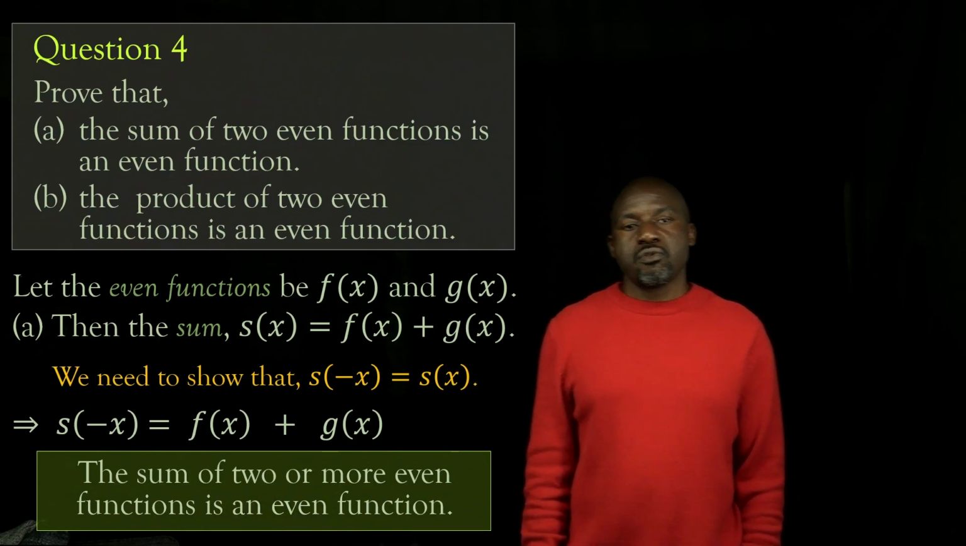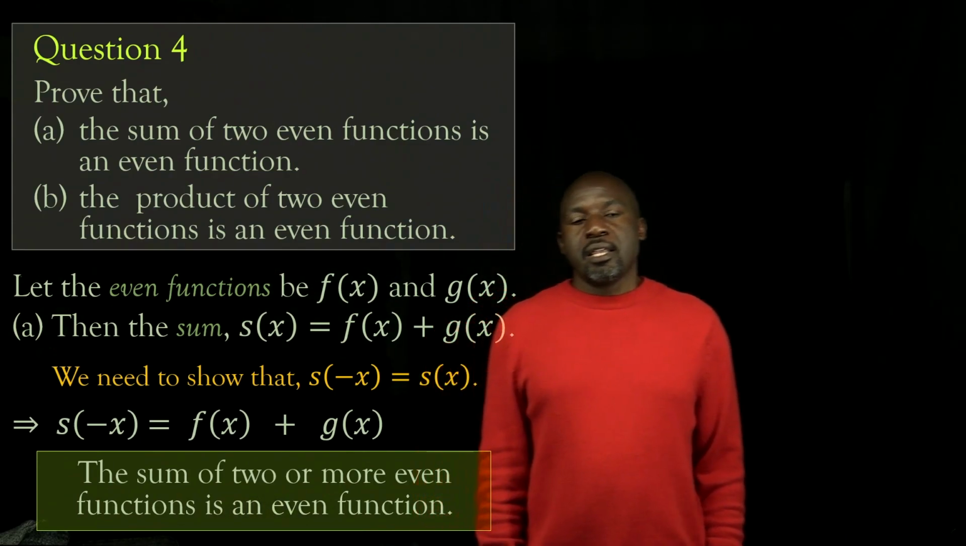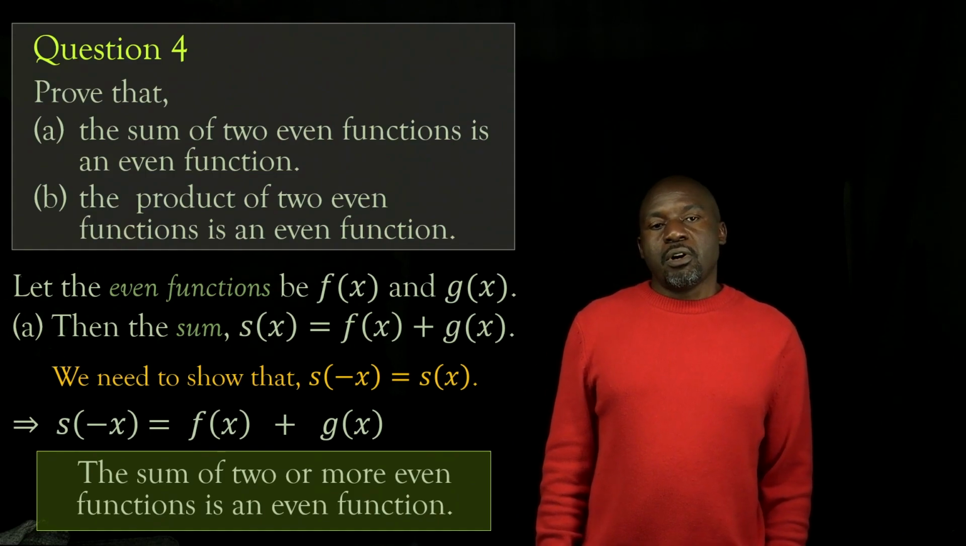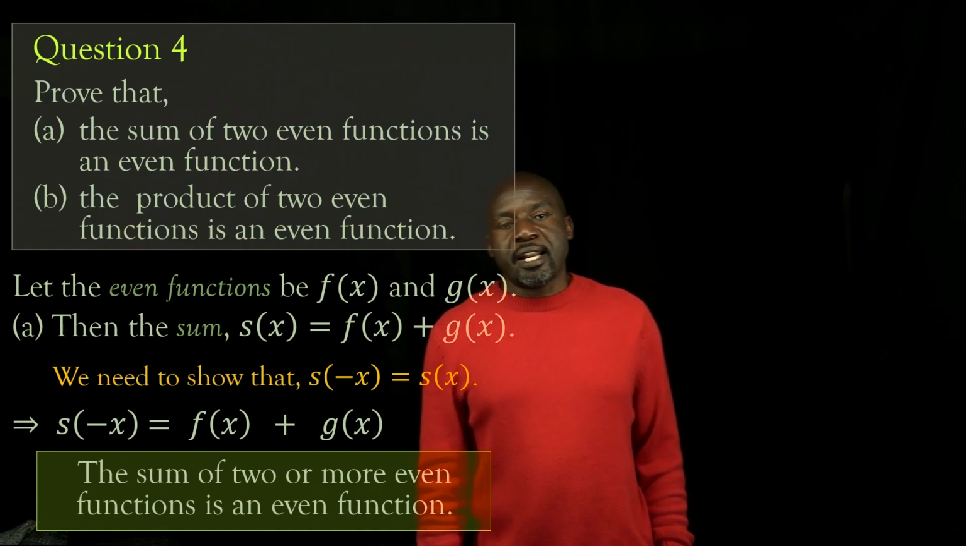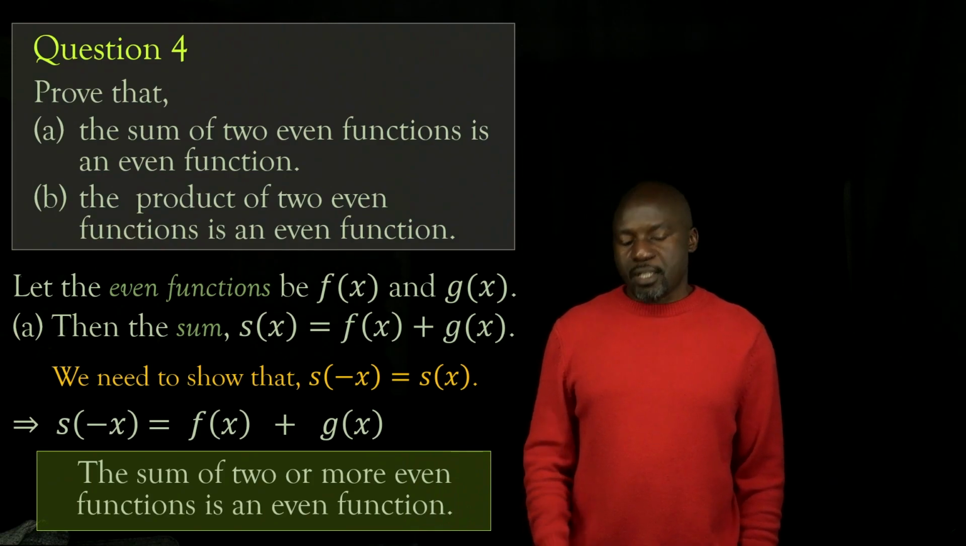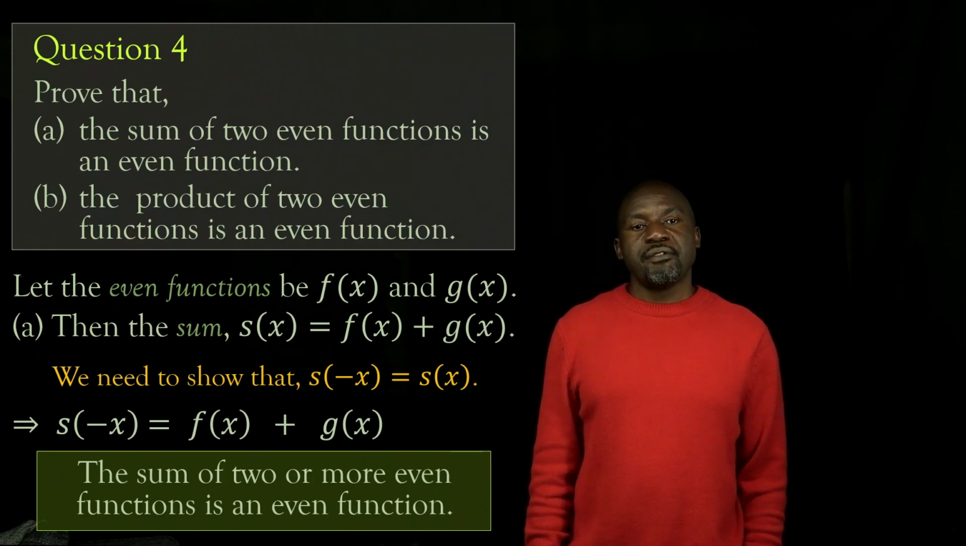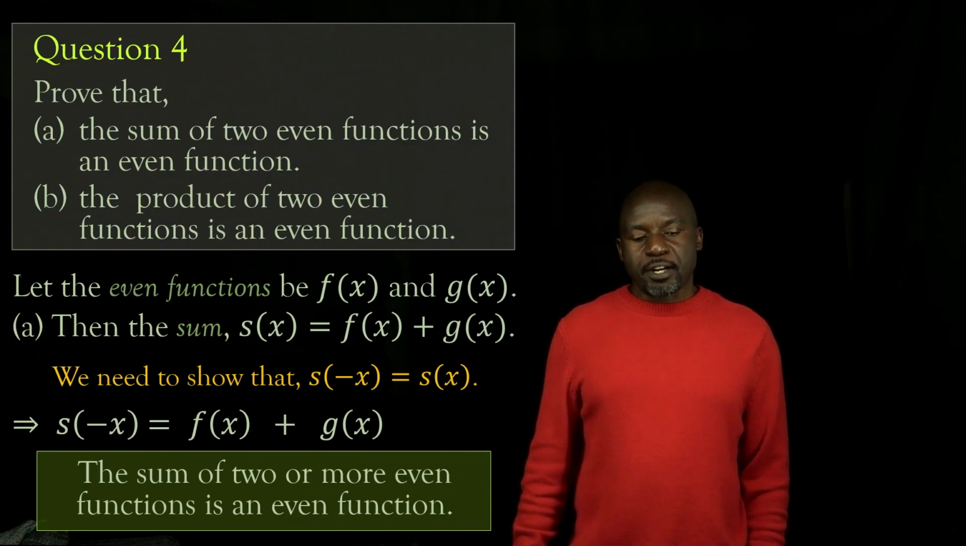This result is true in all cases. The sum of any two, or the sum of a number of even functions is always even. So if you're adding even functions, you will always end up with an even function.